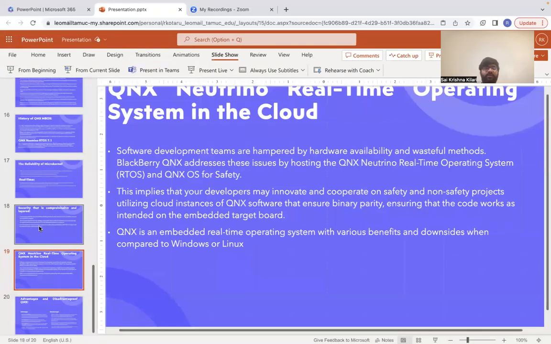QNX needed real-time operating systems in the cloud. Software development is hampered by hardware availability and wasteful methods. BlackBerry QNX addresses these issues by hosting the QNX Neutrino real-time operating system, RTOS, and QNX OS for safety. QNX is an embedded real-time operating system with various benefits and downsides compared to Windows or Linux.